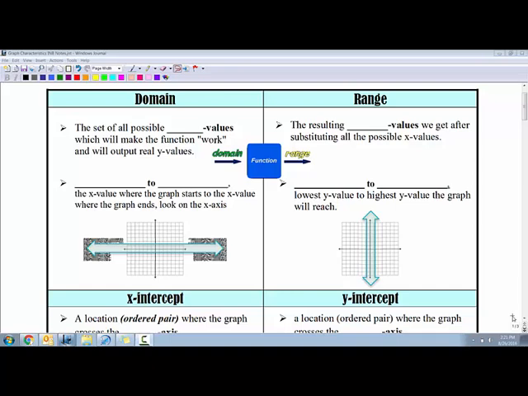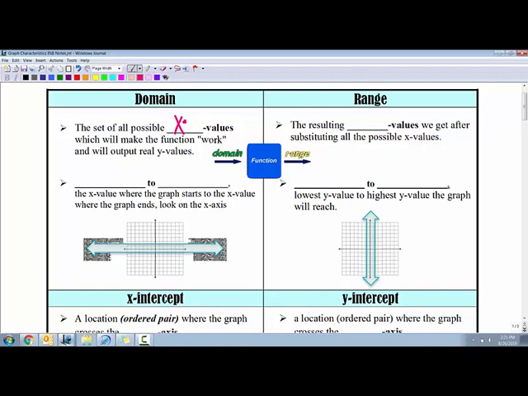Awesome. Okay, so we are going to review key characteristics because I feel like we struggled a little bit yesterday. So let's start with the domain. The domain. The set of all possible what values, x or y? X values. Good. The set of all possible x values which make the function work.